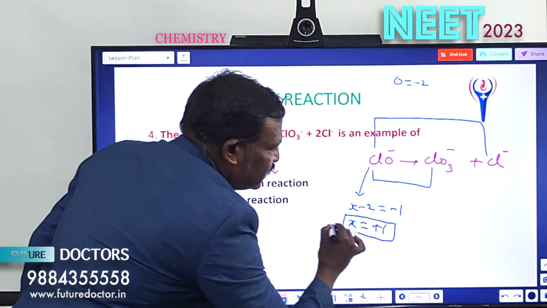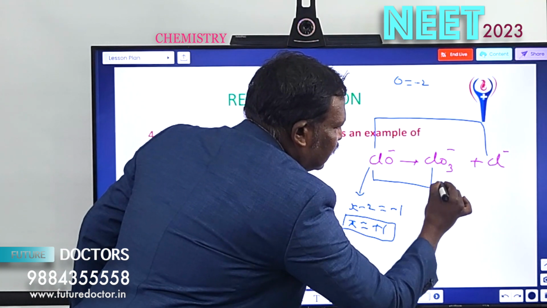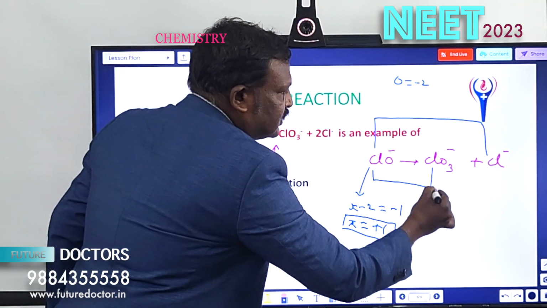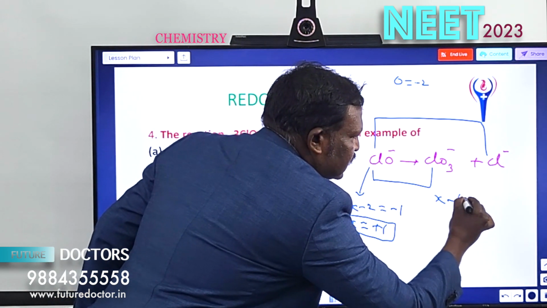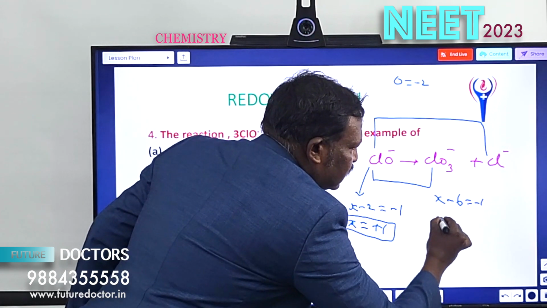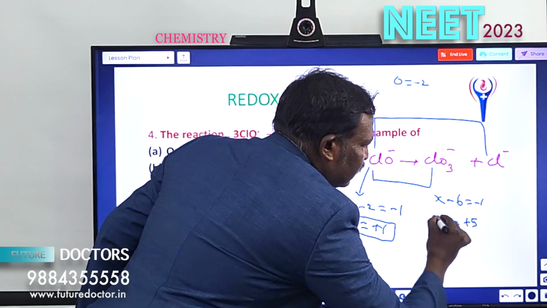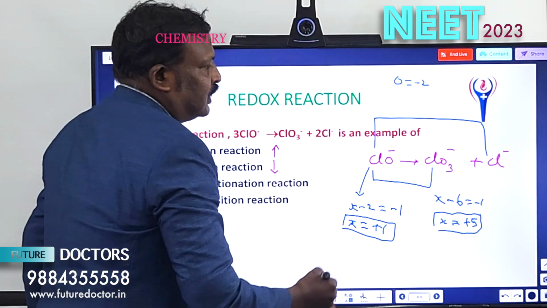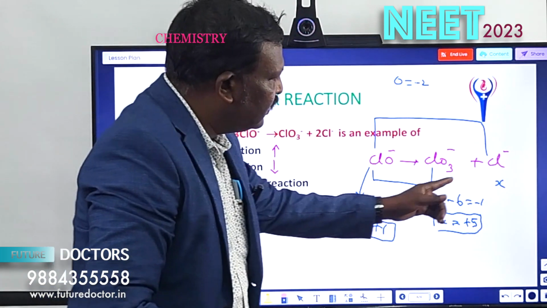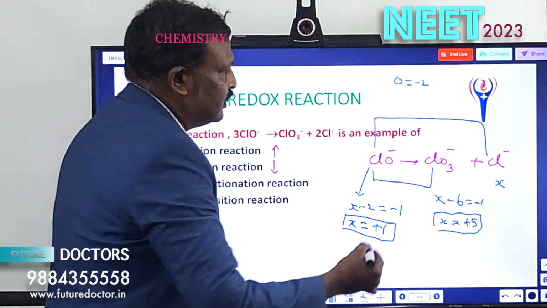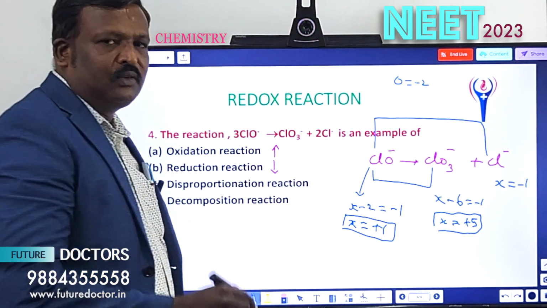This is the answer for this chlorine. Like this, you find out the other chlorine on the right hand side. Here, as usual, one chlorine is X. Three oxygen, one oxygen is -2, so -6, and it is equal to -1. So X is 6 minus 1, that is +5. Next, Cl⁻: only one X, no other element is present, and the charge goes on the right hand side. So X is equal to -1.